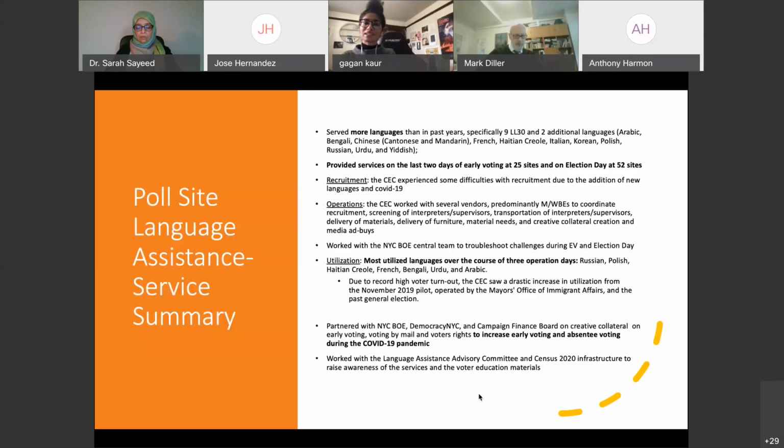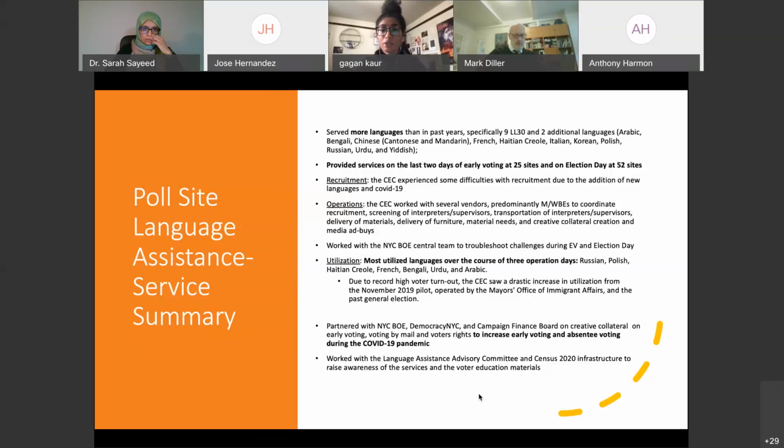In terms of the division of issues, early voting had much more issues than we did on election day. And that's perhaps just because the first day of early voting was the first day we were implementing the program. Everything was very new, as opposed to by election day. I think our interpreters, our supervisors, the CEC Central team knew how to mitigate the issues much quicker. And thus election day was very, very smooth, especially compared to the first early voting day.